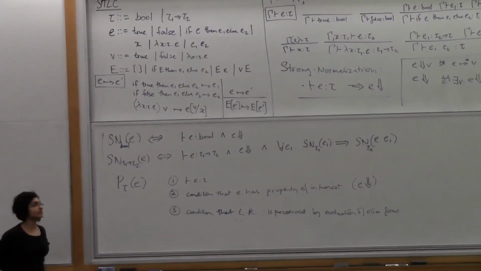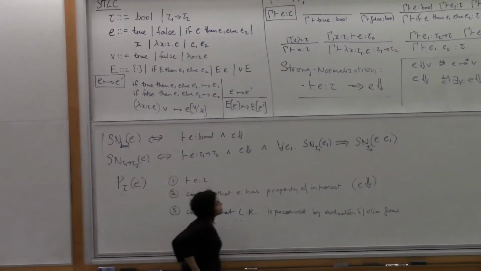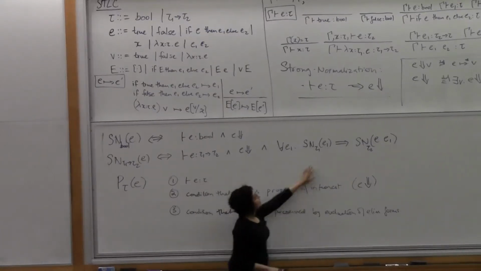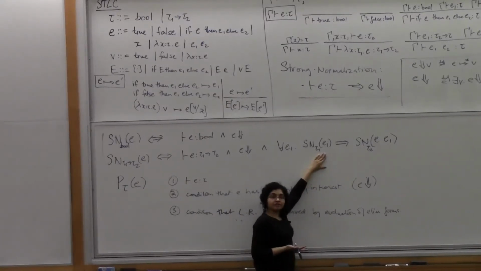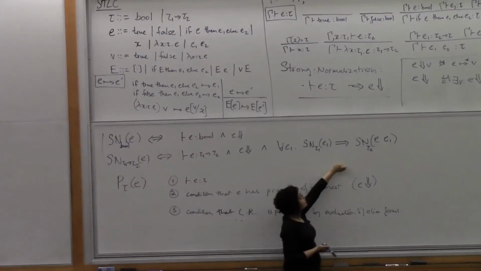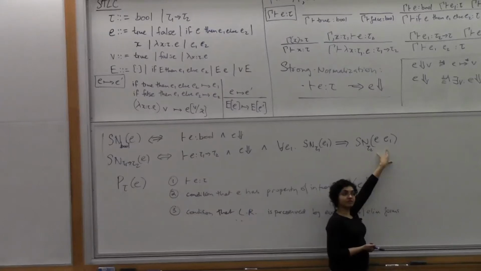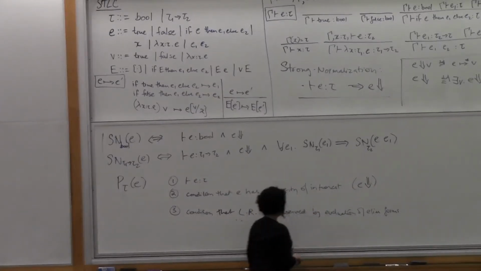Now we'll see this in a proof for a second, but basically what we're trying to build in is this third condition. If you give me an input, an argument that is strongly normalizing, then applying the function, essentially, to that argument will be strongly normalizing as well. So we're building this requirement into the definition. Okay.